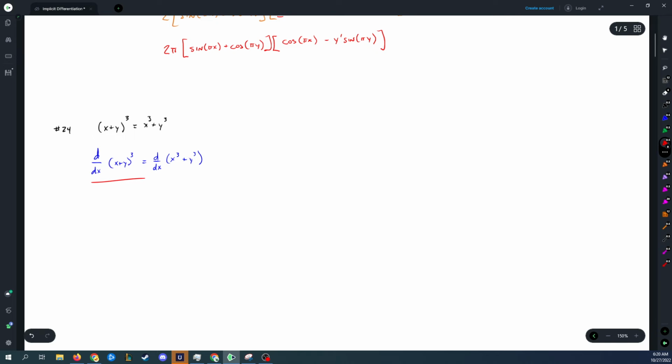First derivative here. It's the derivative of the outside, which is 3(x plus y) squared, times the derivative of what's inside, but it's 1 plus y prime. So that's the first half.